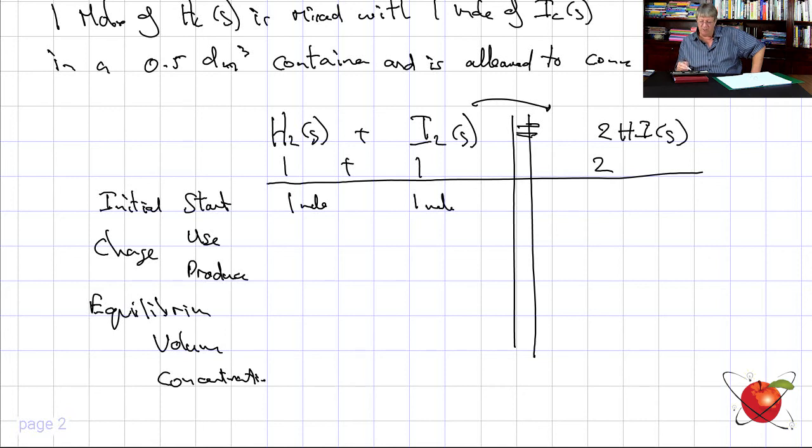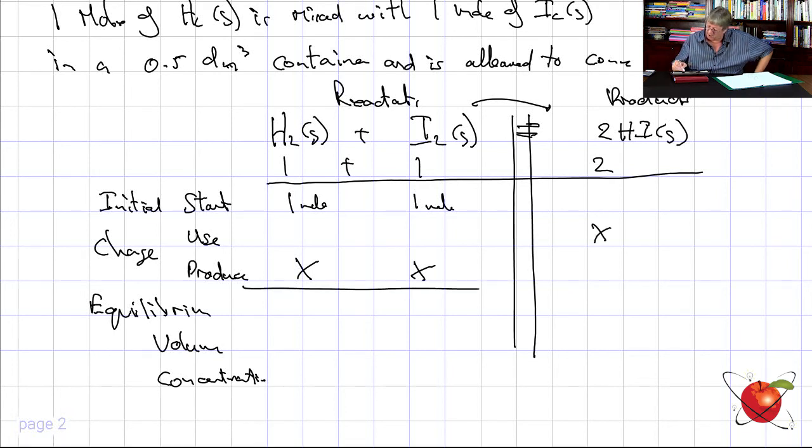Okay, the next step is to ask ourselves, therefore, did I use up H2? This is my reactants. This is my products. Did I use up reactants? Yes. So I used up these. I didn't produce. And I didn't use this. I produced. Therefore, at equilibrium, I draw the line. Now I say to myself, all right, what have they told me here? What have they told me over here?